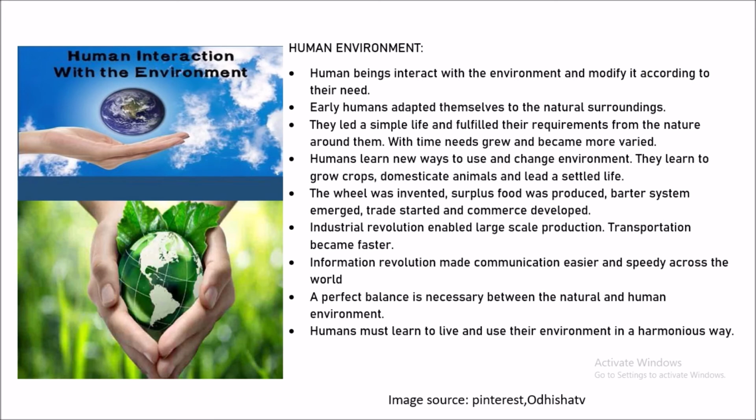Balance is necessary between the natural and human environment. Humans must learn to live and use their environment in a harmonious way. Now we are in a situation where we need to take serious action to have a perfect balance between the natural and human environment. We reached a stage where humans started to destroy the natural environmental settings. That's the reason why we are experiencing global warming on a very large scale. So, humans must learn to live and use their environment in a harmonious way.